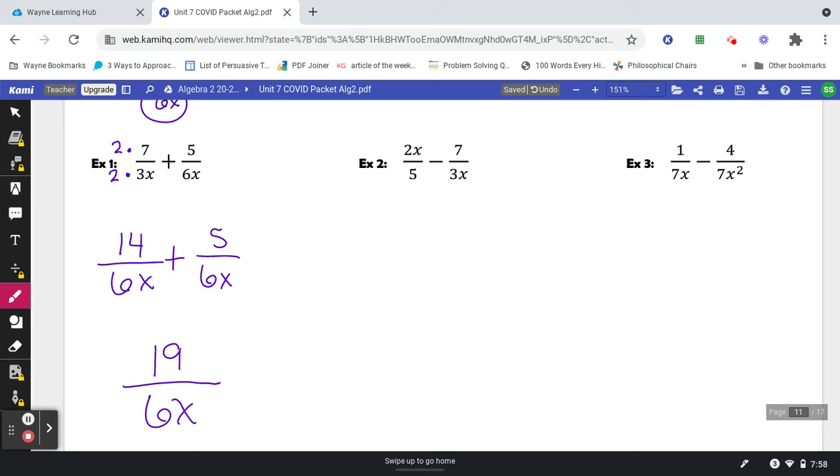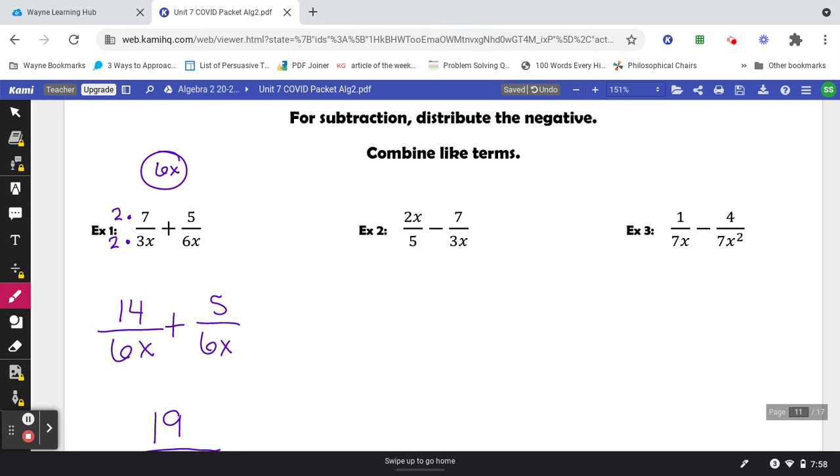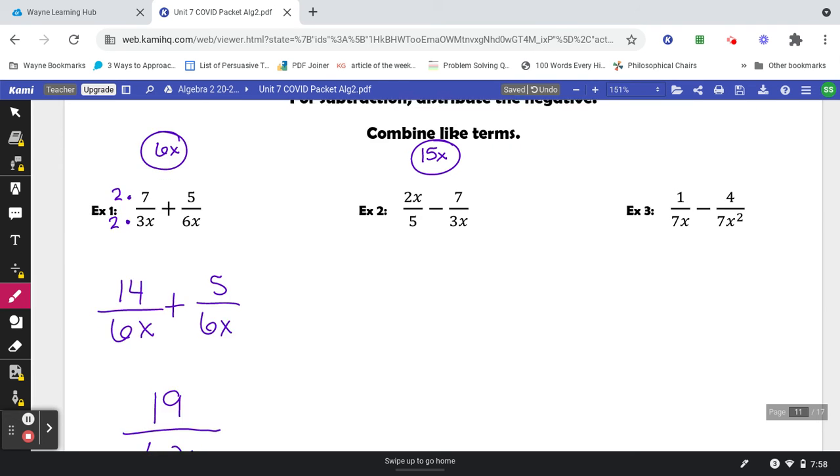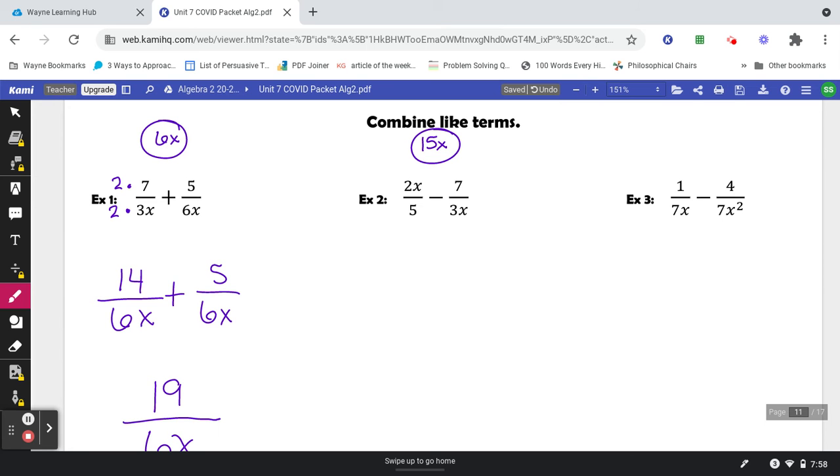Example number 2. Again, we're going to first start by getting common denominators. So I have a 5 and a 3x. So my common denominator is going to be 15x. So it's almost the opposite of what we did with the greatest common factor. You have to at least have the x in there. So in order to get 15x, I need to multiply this first part, 5, by 3x, top and bottom. I need to multiply the denominator over on the right-hand side by 5 to get 15x.